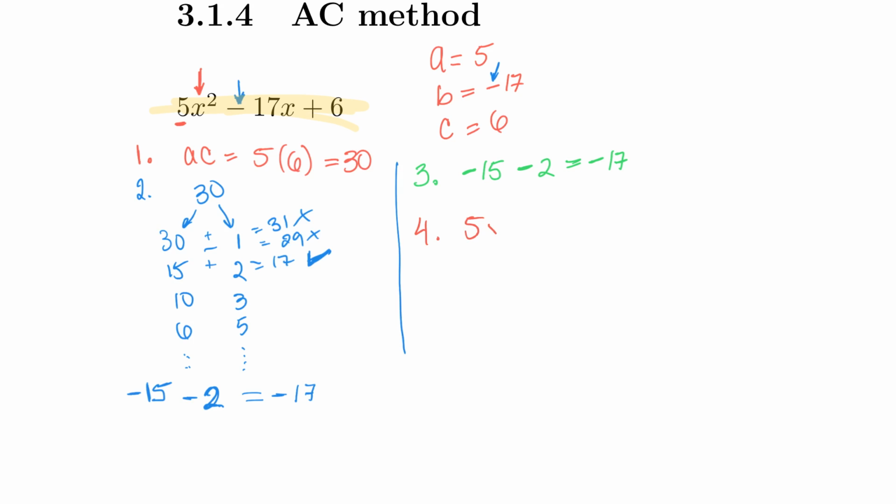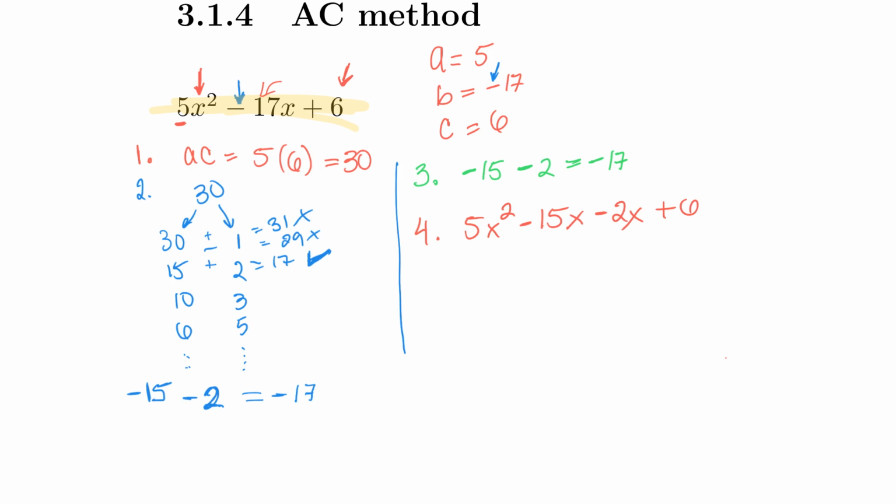So we have 5x squared. That stays the same. Now we take the greatest absolute value between these two numbers that we found. So between 15 and 2, which one is largest? It is 15, right? So we write minus 15x. Remember that we want to get 17x, so we need the x. Minus 15x minus 2x plus 6, which is the last value of the polynomial.